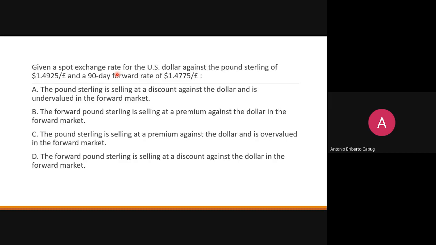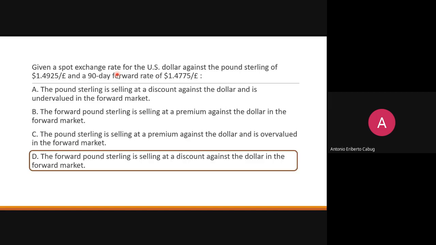Enter your answers, please. All answers in. Okay. Madali lang ata to sa inyo. Very good. The correct answer is D. This time, the forward pound sterling is selling at a discount against the dollar in the forward market. I think I need not elaborate on this. All of those who answered got it correctly.